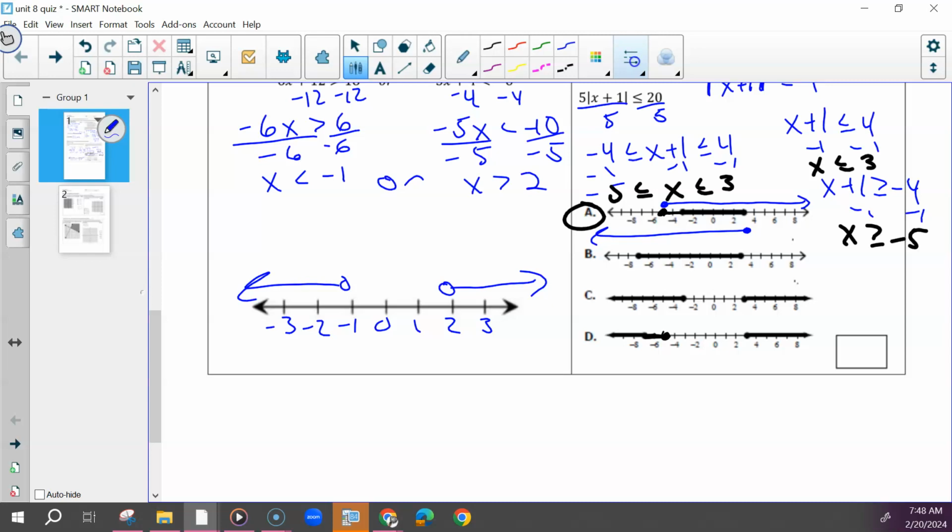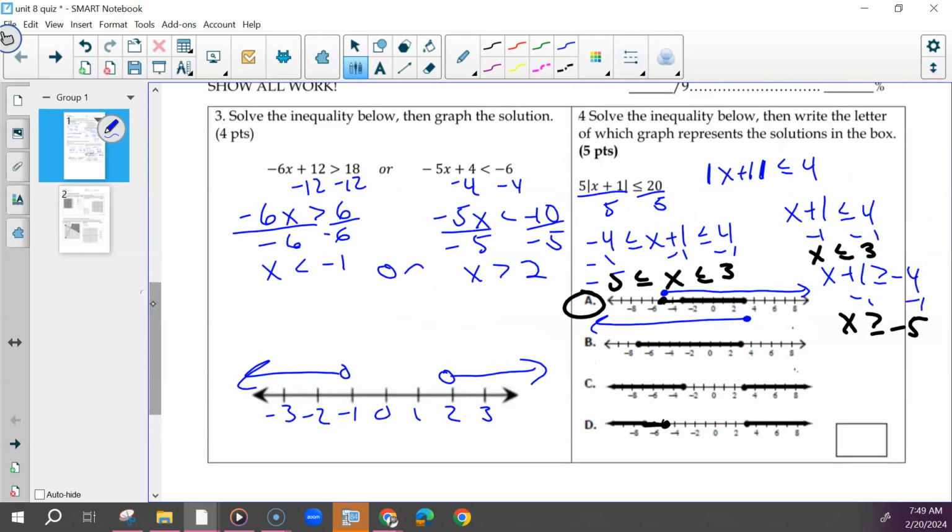So the 5 points on that one were: did you isolate the absolute value correctly? Up to this point, did you set up your two cases or your condensed case? Solve correctly. Get the correct condensed answer. And then graph it correctly, or choose the correct graph. Questions on any of those? On to graphing.